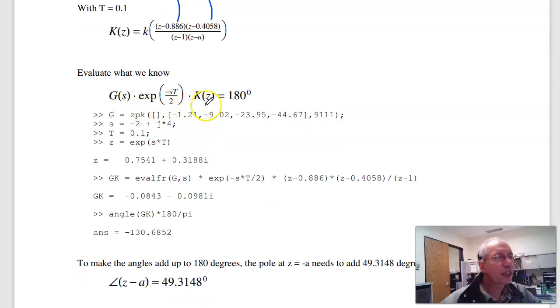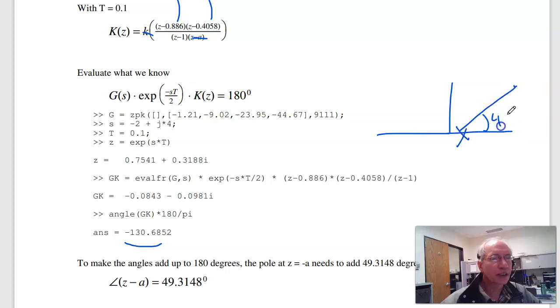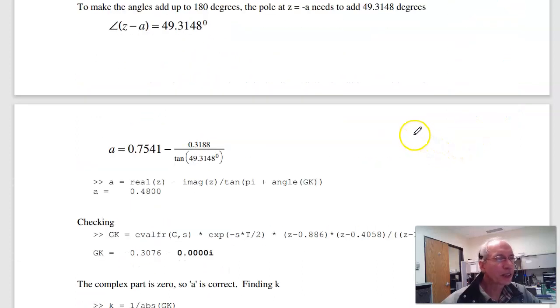So let's evaluate everything that I know. I know g of s, the half sample delay, k of z, ignoring the stuff that I don't know. Do that, and the angle's wrong. It's at minus 130 degrees. I want it to be minus 180. That tells me the angle to the pole. So here's my design point right here. This angle to my pole is 49 degrees. Find that pole. That's a little bit of trig.